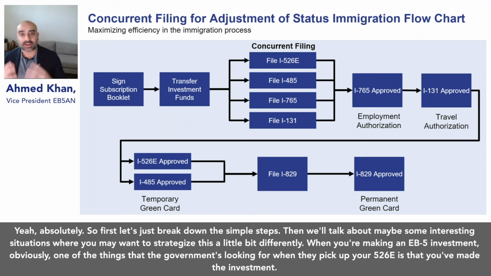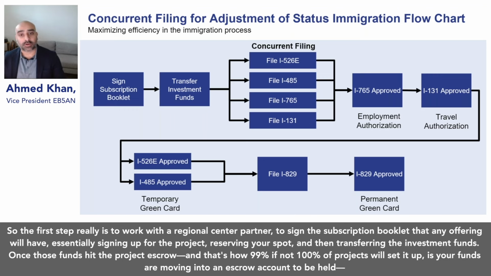Yeah, absolutely. So first, let's just break down the simple step, then we'll talk about maybe some interesting situations where you may want to strategize this a little bit differently. When you're making an EB5 investment, one of the things that the government's looking for when they pick up your 526E is that you've made the investment, right? So the first step really is to work with a regional center partner to sign the subscription booklet that any offering will have, essentially signing up for the project, reserving your spot, and then transferring the investment funds, right? Once those funds hit the project escrow, and that's how 99, if not 100% of projects will set it up, your funds are moving into an escrow account to be held.